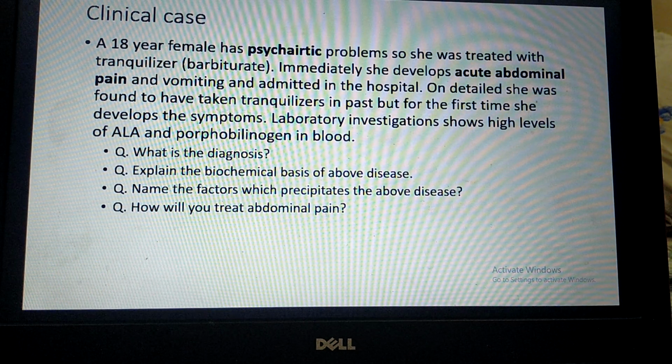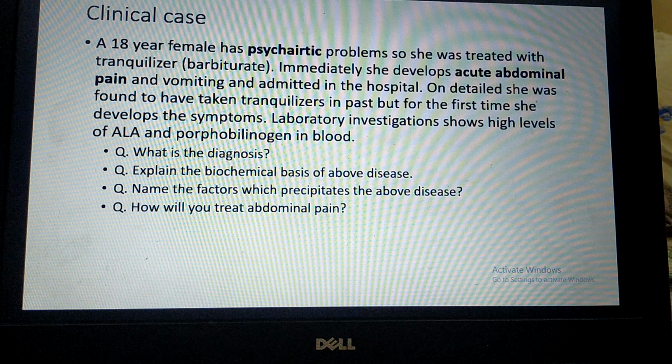The patient is developing the symptoms after taking the tranquilizer barbiturate. Just now I have explained to you, this barbiturate utilizes the heme for its metabolism. Due to deficiency of heme, the negative feedback inhibition by heme on ALA synthase is removed. ALA synthase is stimulated and more porphobilinogen and ALA are synthesized and accumulated and aggravate the symptoms.